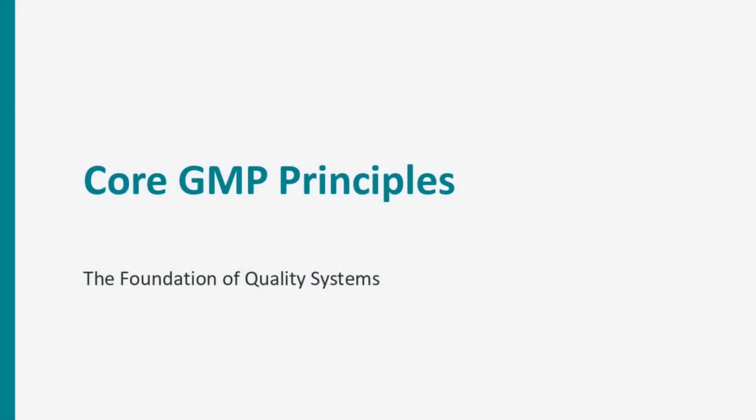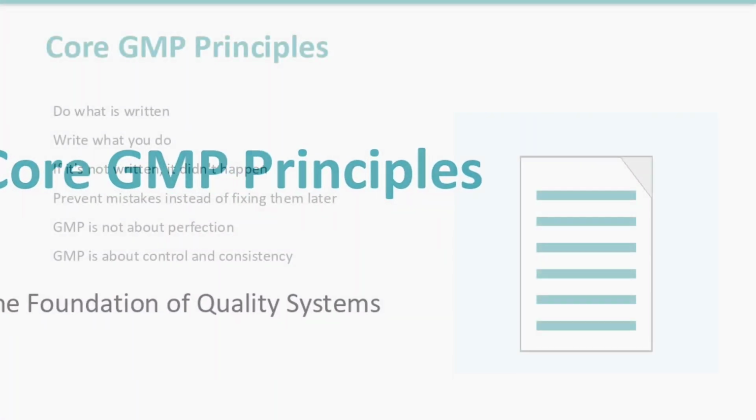In this lecture, we go one level deeper. We focus on how GMP actually works in daily operations. Today we will talk about core GMP principles, SOPs, documentation, deviations, CAPA, change control, and audits. These are the elements that make GMP real in everyday work.